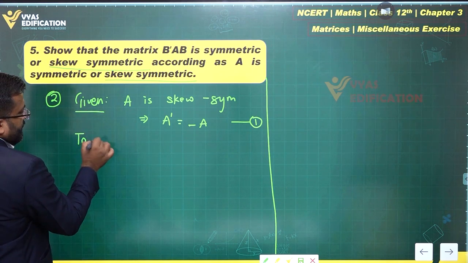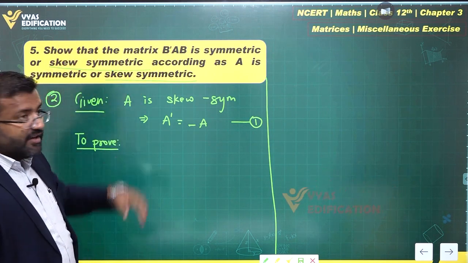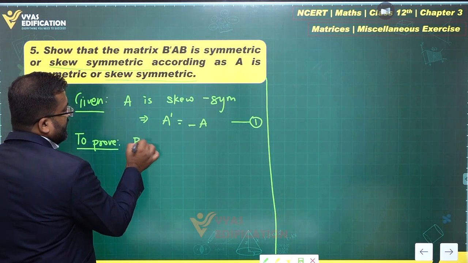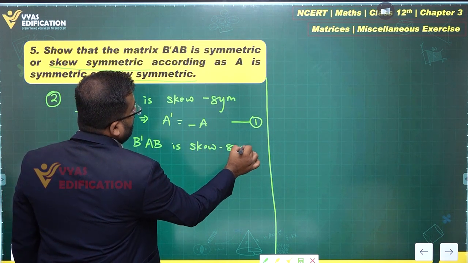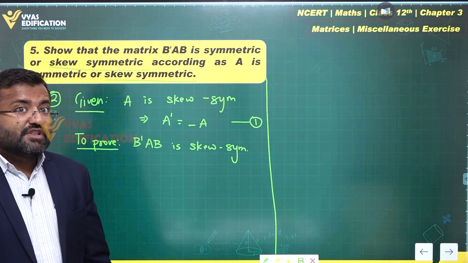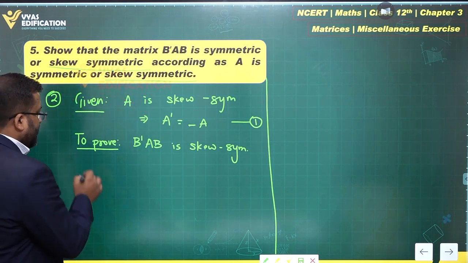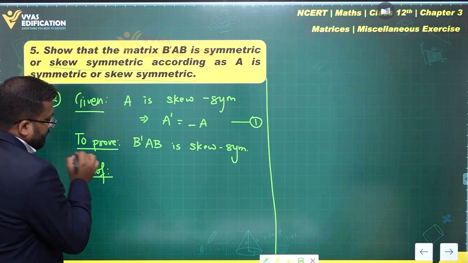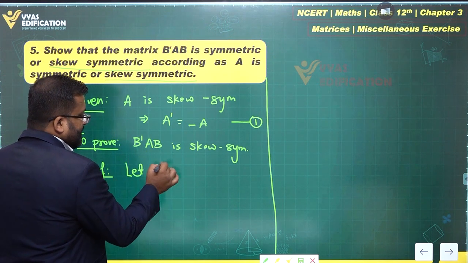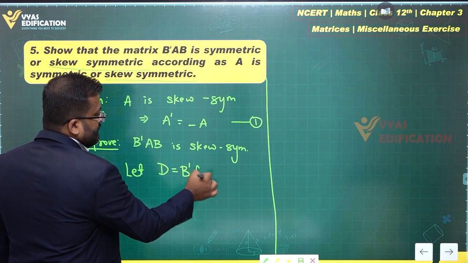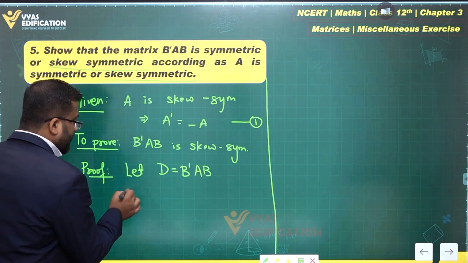And we are supposed to prove, what do we want to prove over here? Show that the matrix B transpose AB is skew symmetric. Now, if you want to prove that B transpose AB is skew symmetric, we'll have to begin by taking the transpose of this matrix, right? Let's take a look at the proof. Let us assume this matrix B transpose AB is denoted by the matrix D. And now we focus on finding the transpose of D.